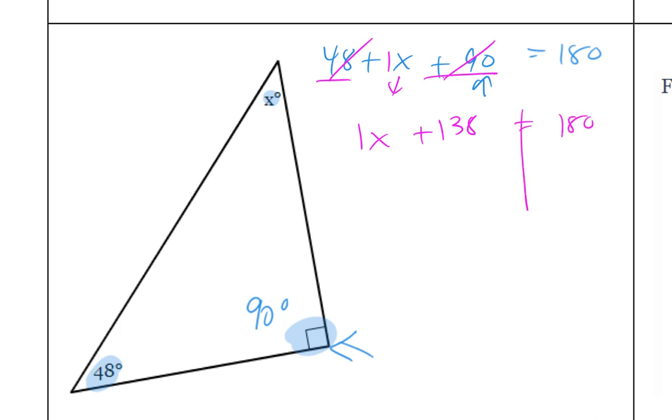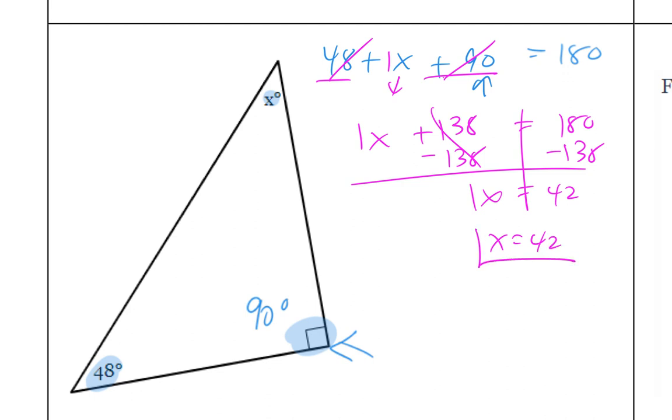Now we're just going to add the opposite, right? I know I'm going to work with the x last, so I'm going to subtract 138 from both sides. Cancels out. 1x equals 180 minus 138, which gives us 42, right? So that means x is going to be 42 degrees as well. All right, so on this practice, we are just remembering that it equals 180.